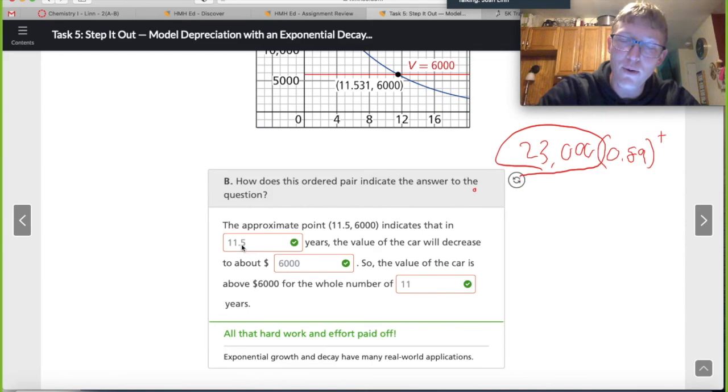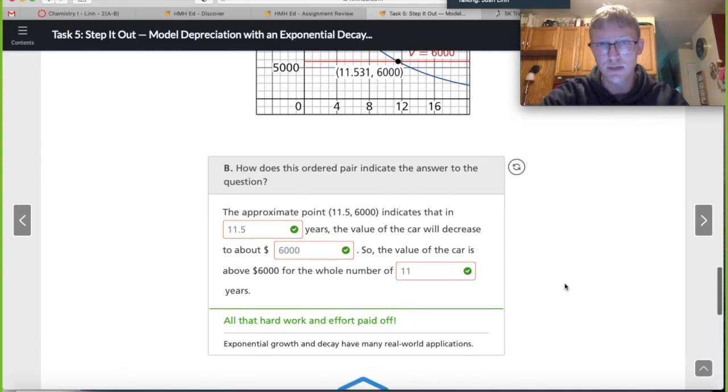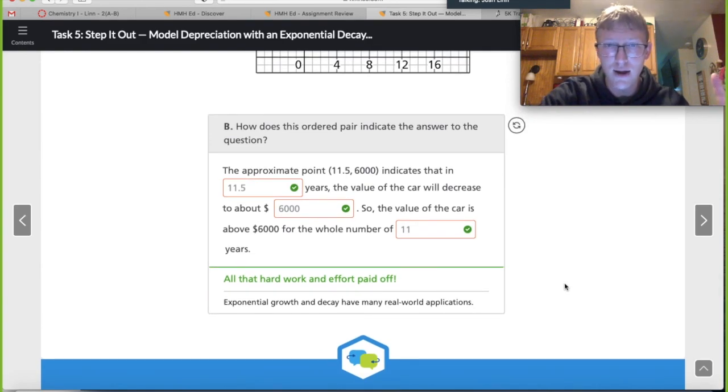Typically 11.5 we would round up, right? But in this context, if we rounded up to 12 years, it would be below that 6,000. So that's why we did not do our normal rounding. So make sure you're thinking about everything and keeping the situation in context. So there you go, exponential growth. Try the check on learning out, and I'll see you there if you need it.